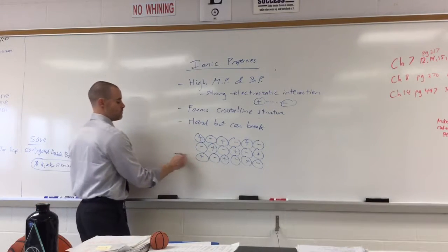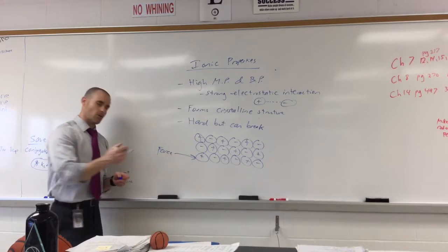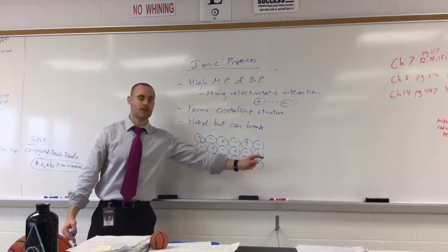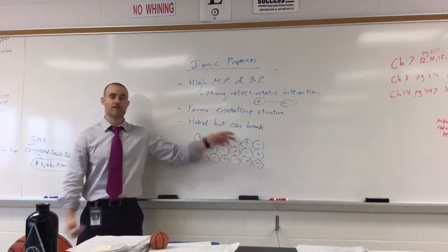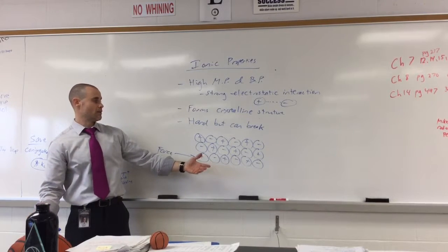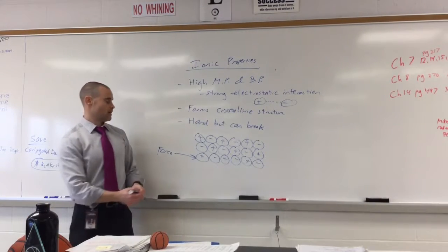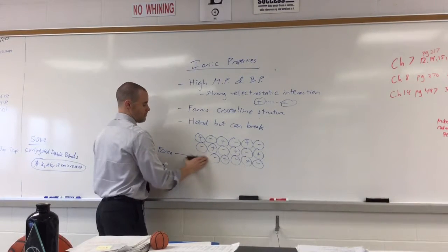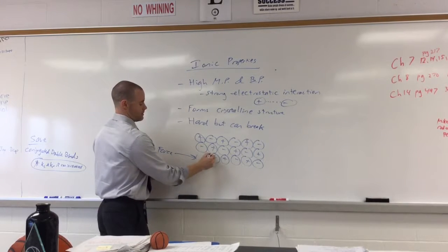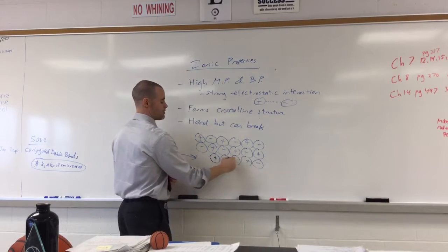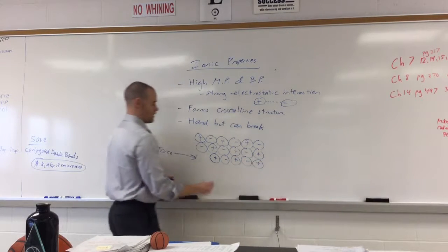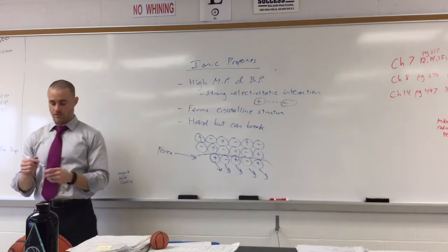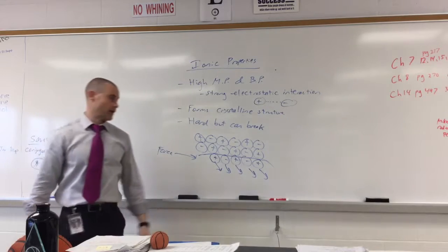But if you hit, let's say, the bottom row with some force, like the world's smallest hammer, okay? You hit, this entire row is going to shift, and now you're going to have positives and negatives lined up, so they will repel each other. So they are hard, but they break. Basically what happens here is the charges now line up. So if the charges line up, this right here is going to break off, because similar charges repel. That's why ionic crystals will break.